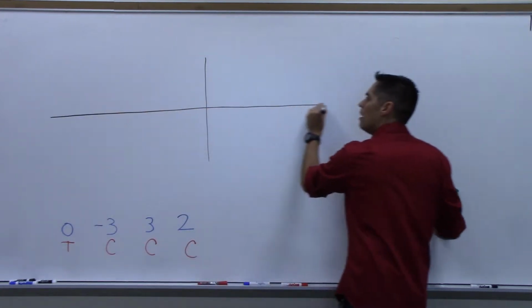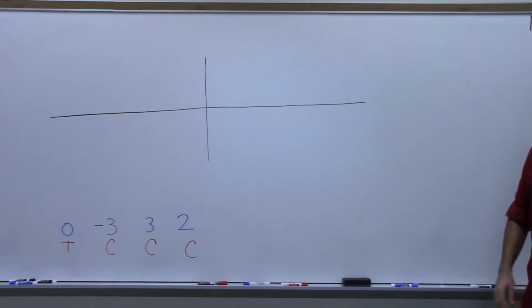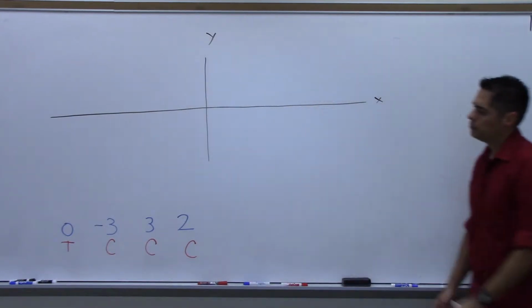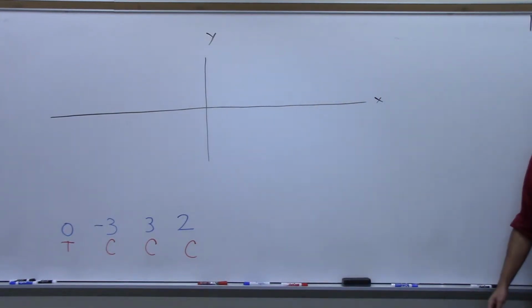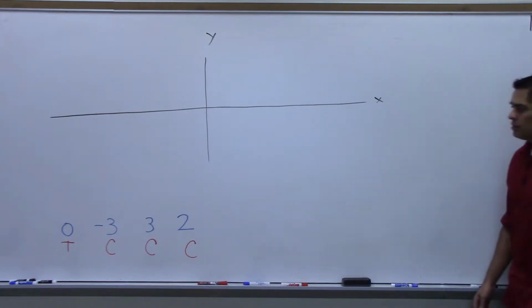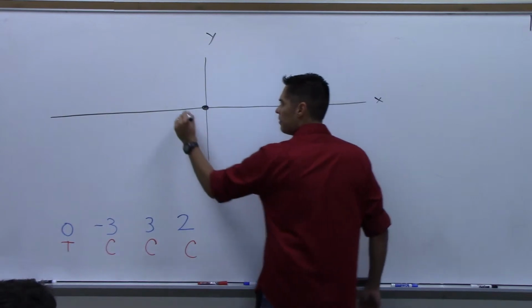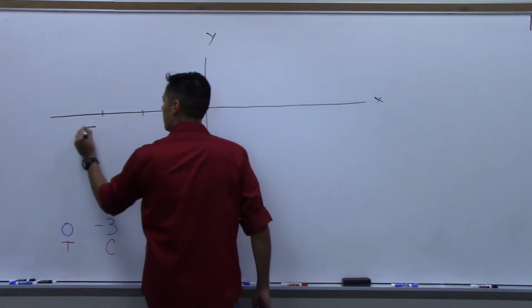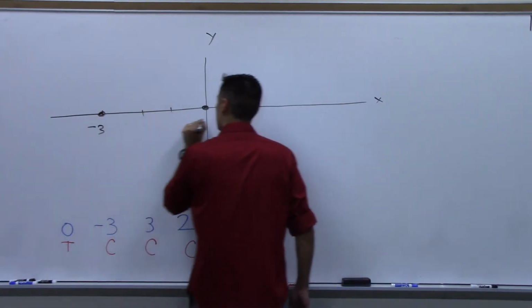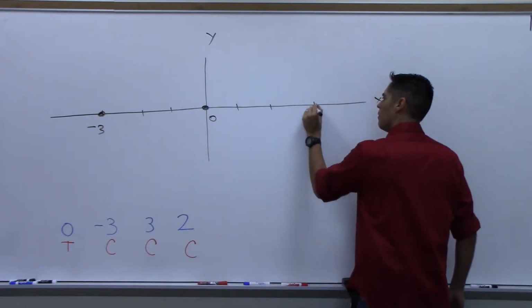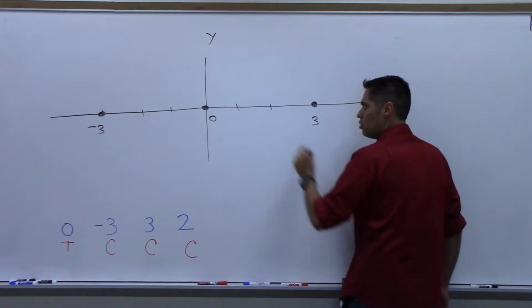There's my x and y axes. I'm going to plot my x-intercepts. So just make sure I get them here. 0, -3, +3, and 2.